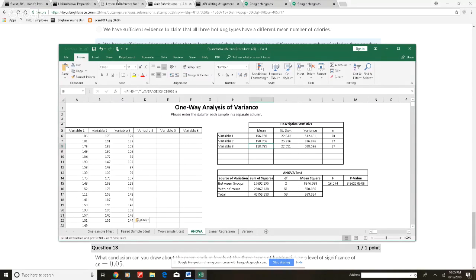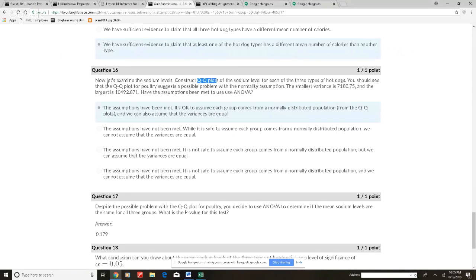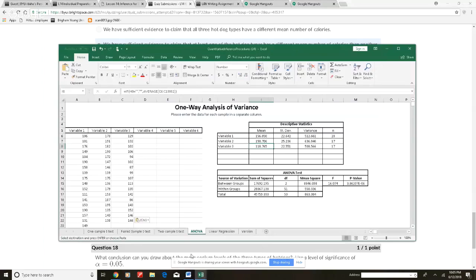But look what it says. I noticed that when I was looking at the means. It says, now let's examine the sodium levels. Construct a QQ plot of the sodium level for each of the three types of hot dogs. You should see that the QQ plot for poultry, which is the third one, suggests a possible problem with the normality assumption. So it's kind of off. These are close.